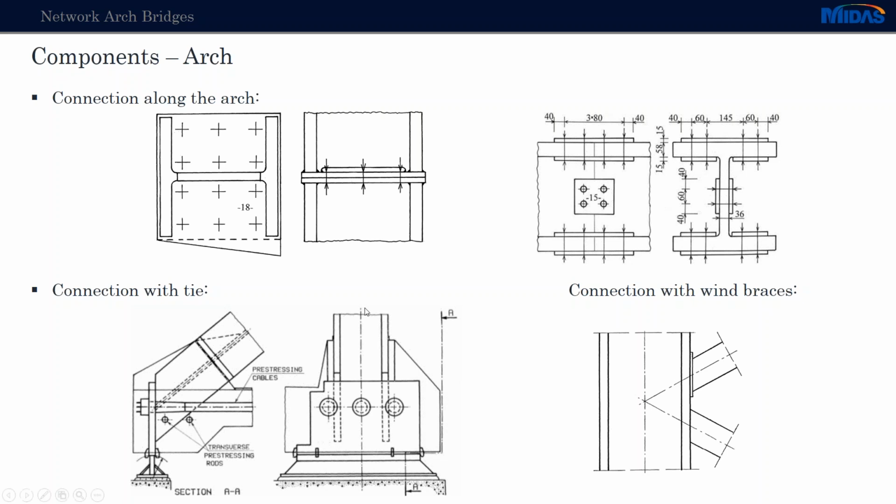We can see in the lower part a connection between the tie and the arch itself. When we use a universal column, this is very easy to do. And also we can see in the bottom right corner how a connection with the wind brace will look.